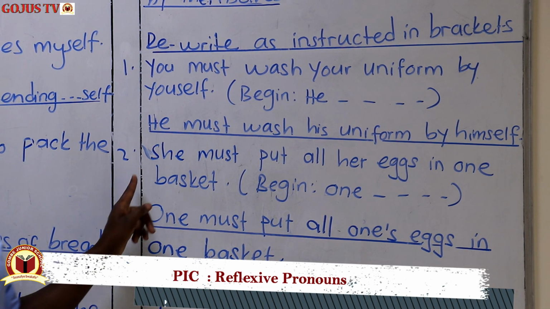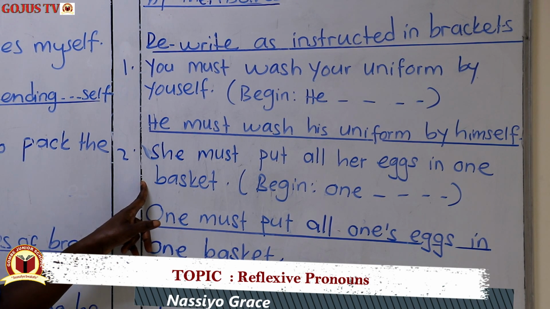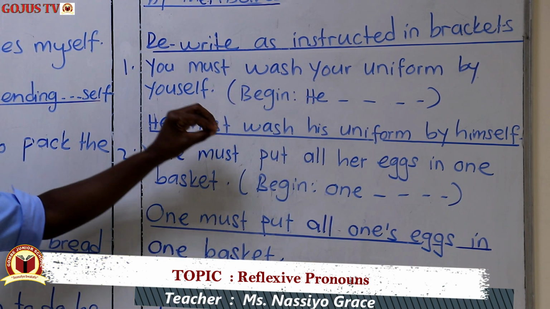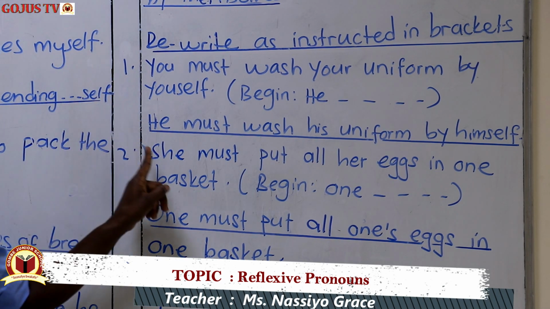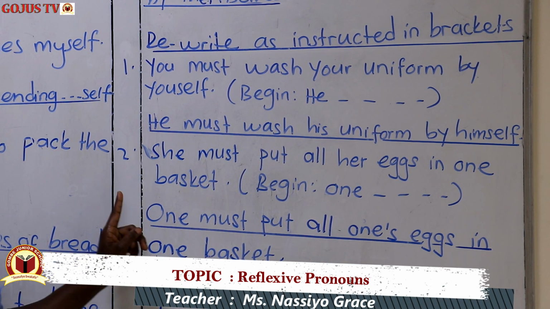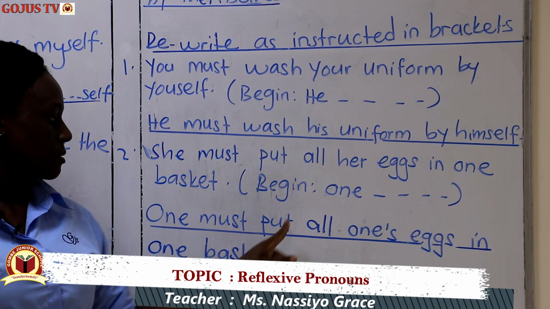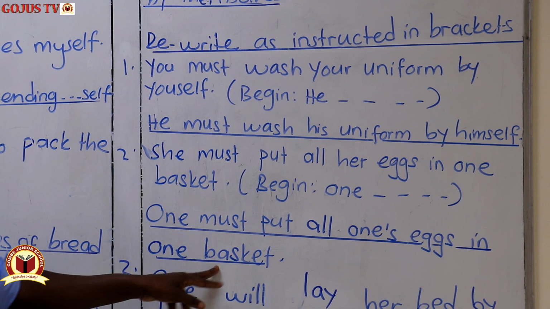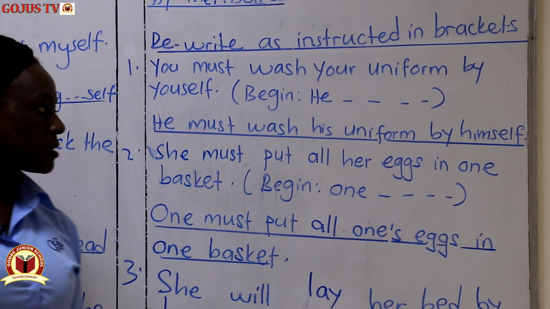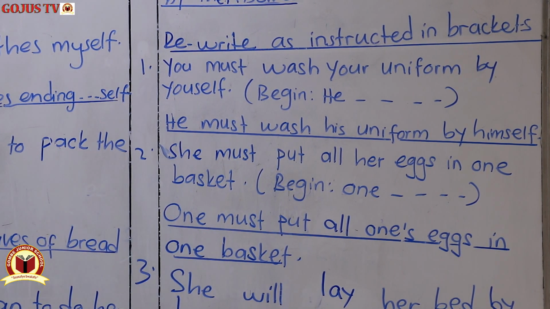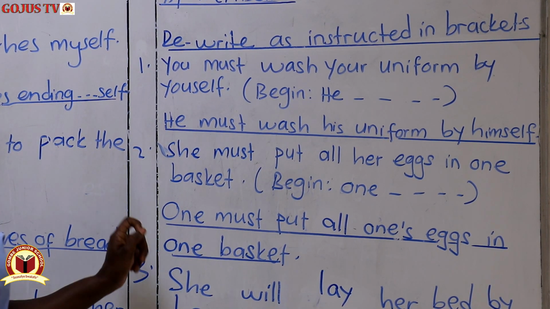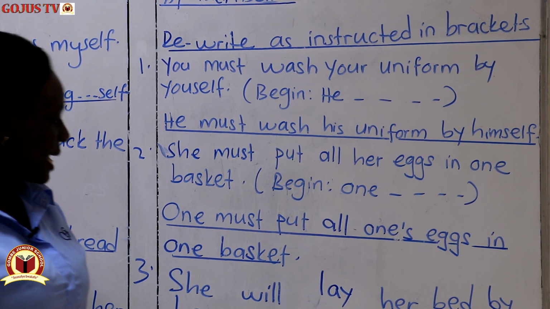Number 2: She must put all her eggs in one basket. Here they have told you to begin with one. So wherever we have she, her, they have to change using one. So we say, one must put one's eggs in one basket. On the word one's, we put there an apostrophe to differentiate it from the numbers, which is ones, maybe when you are counting, ones, tens, and so on. So we have to put an apostrophe here. So we get the answer as: One must put all one's eggs in one basket.